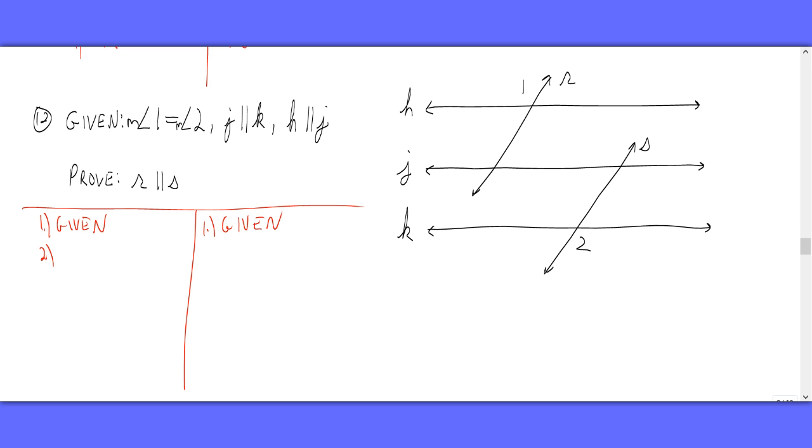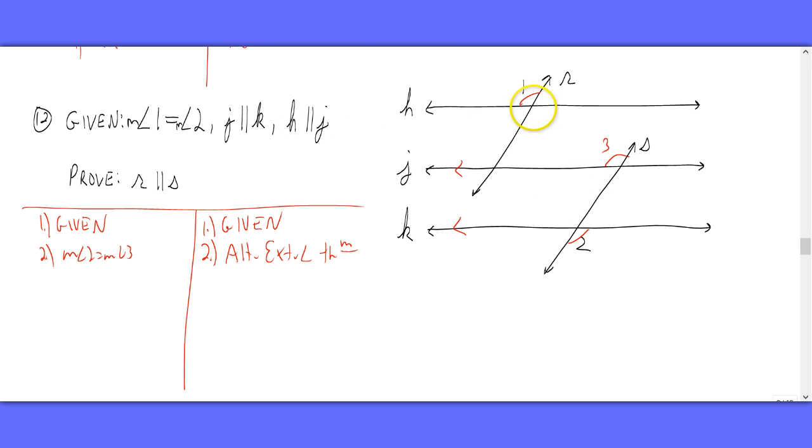Okay, here's proof number 12. We're given that measure of angle 1 is equal to measure of angle 2. J is parallel to K, and H is parallel to J. First, since J is parallel to K, that means that with this transversal S that we can use, I can say that angle 2 is equal to that angle 3. And that's because they're alternate exterior angles, so that's the alternate exterior angle theorem. It's a theorem because we had parallel lines and we're using the parallel lines to get the alternate exterior equal.